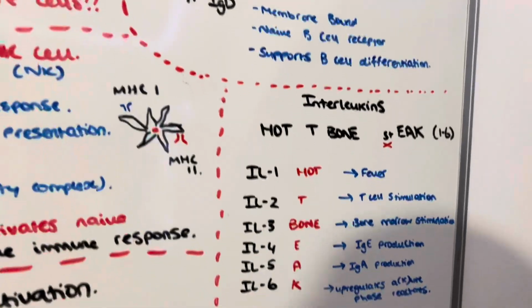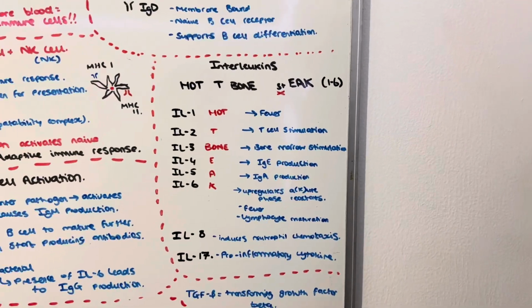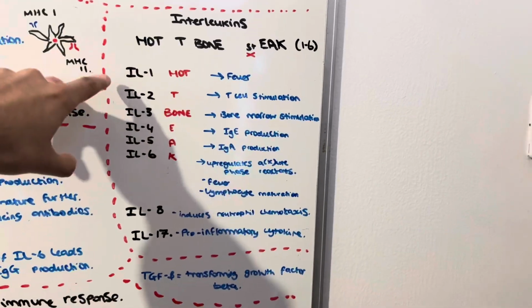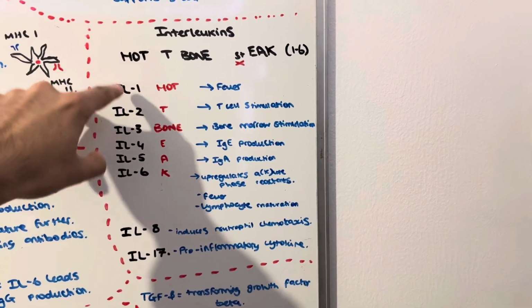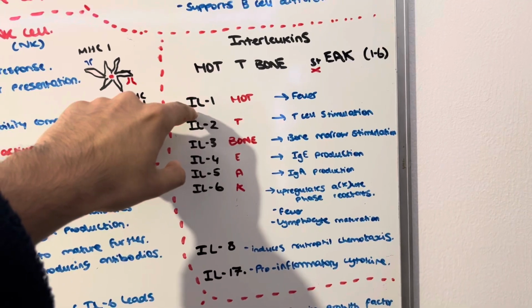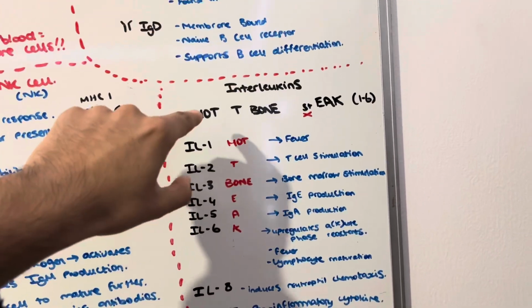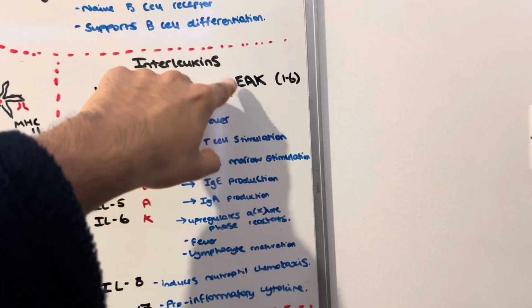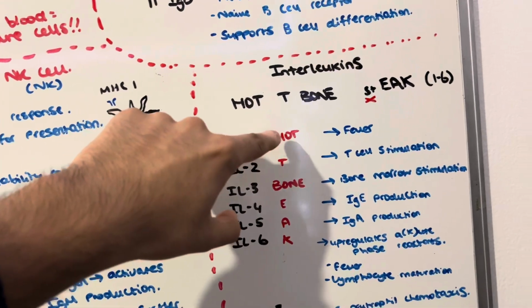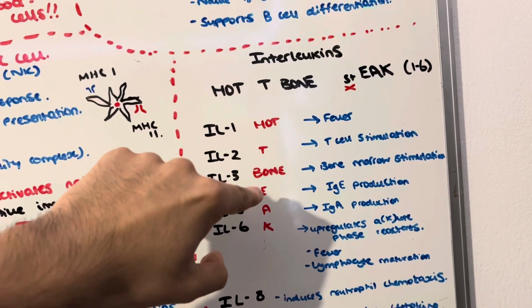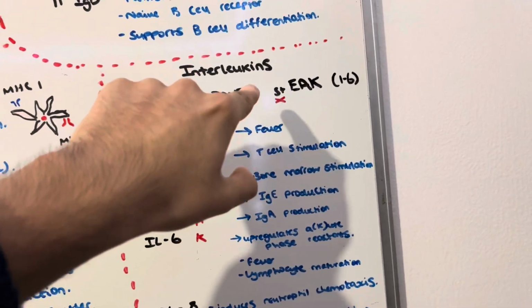Let's go over interleukins. So once again, a YouTube short reference. I can't remember his channel, but he said there's a YouTuber who mentioned a good way to memorize this from interleukin 1 to interleukin 6, and that would be hot T-bone steak, cancelling out the ST part. So IL-1 to 6 would be hot T-bone EAK, because like I said, cancelling out the ST.